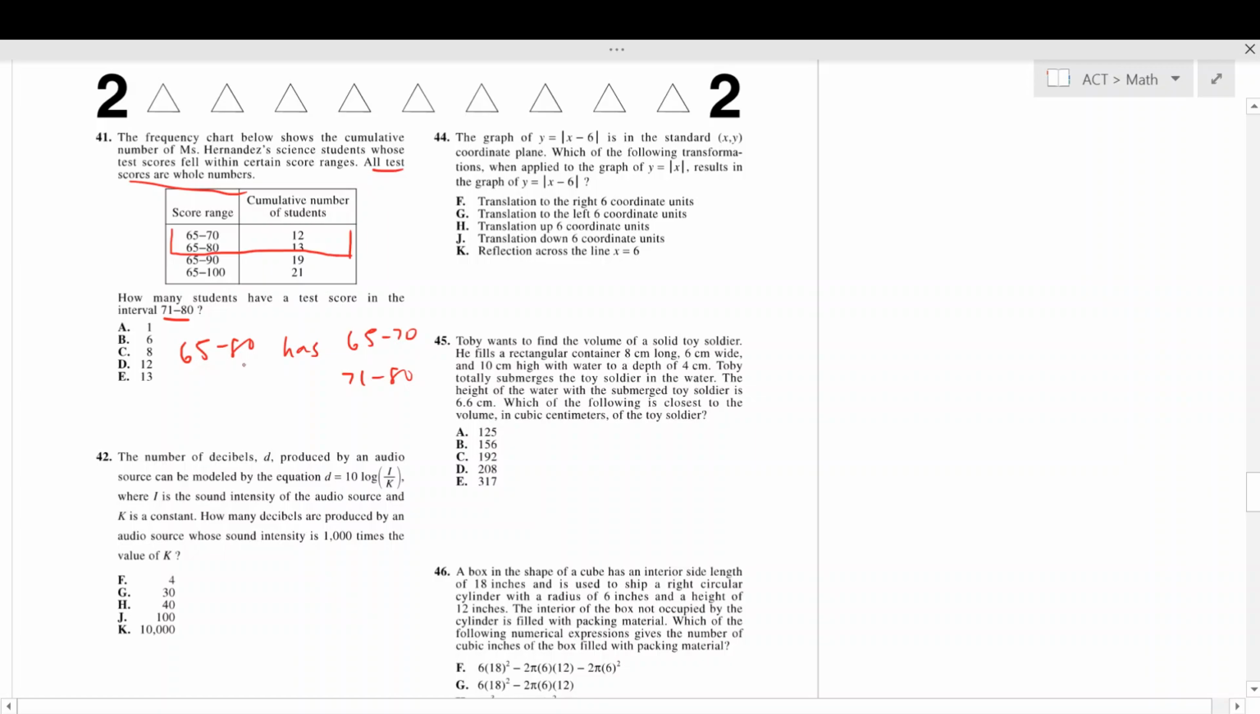Well, 65 to 80 is 13 students. Actually, 65 to 70 has 12 students. We're given that. And then 71 to 80 is what we're looking for. So 65 to 80 has 13 students. 65 to 70 has only 12 students. So where'd that other one come from? The other one must be here, right? It's because 12 students plus 1 student equals 13 students. So 71 to 80 must have 1 student.